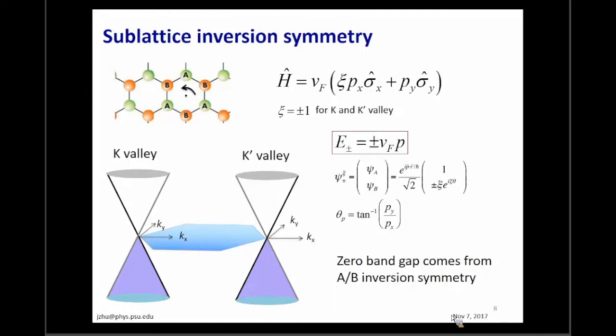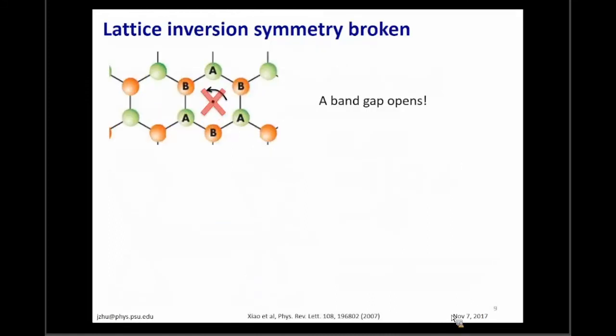So why is that? Because A and B are both carbon atoms, right? You have a symmetry, inversion symmetry, between the A sublattice and the B sublattice. In fact, it is this symmetry that gives you this zero band gap of graphene. It's protected by the symmetry. Now, if you break it, then you get a band gap.